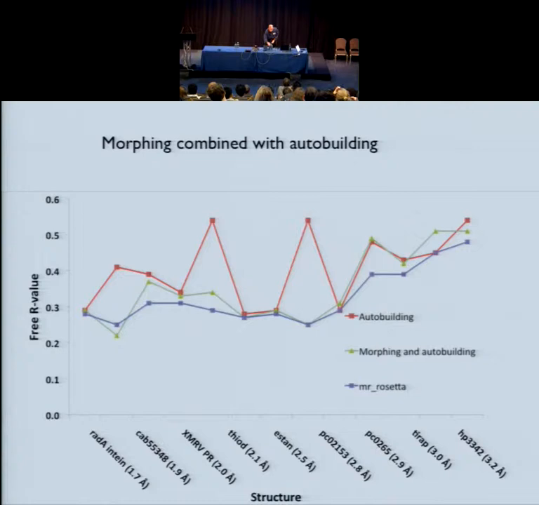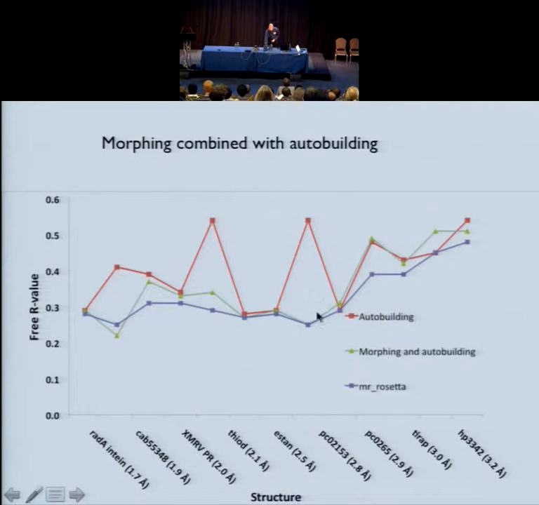Okay, so here's a description comparing morphing with auto-building. These are structures sorted on resolution. Free R values, so low is good here. Simple auto-building is in orange here, and some of these can be solved pretty well. Some of them can't be solved at all by auto building. With morphing, they're generally quite a bit better, and MR Rosetta is still the best. So MR Rosetta will get the best structures for all of these structures.